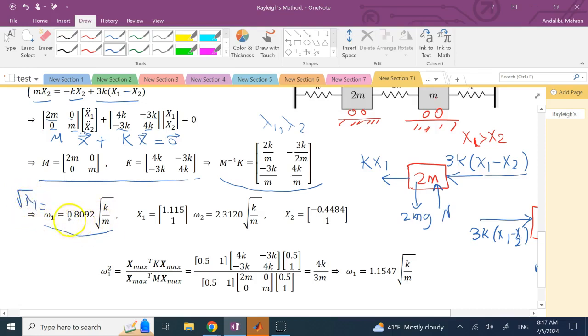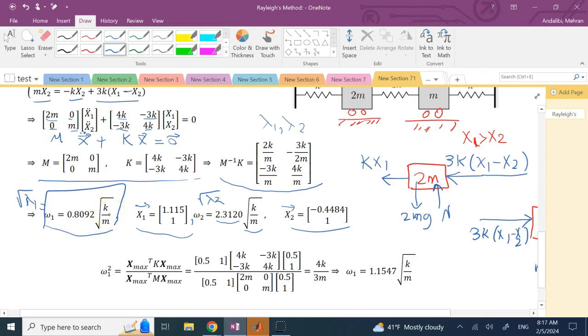Okay, the first frequency is 0.8092 square root of k over m, and the first mode shape is this guy, 1.115 and 1. The second omega, which is the square root of lambda 2, the second natural frequency, is 2.312 square root of k over m, and the second mode shape is negative 0.4484 and 1. Okay, so these are exact solutions. This is what we wanted.